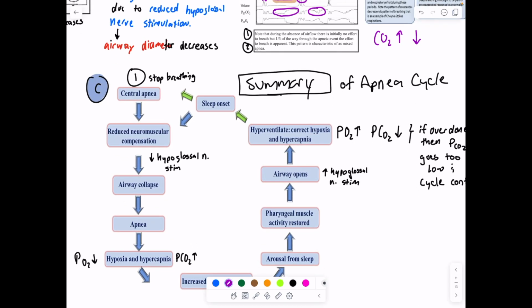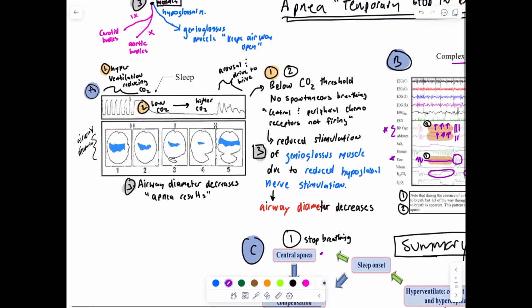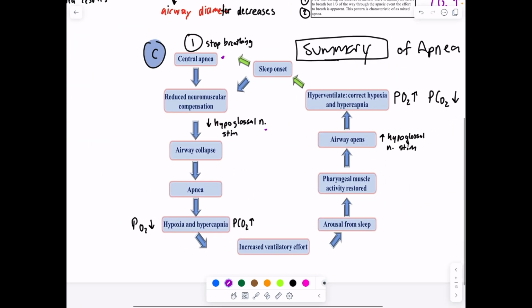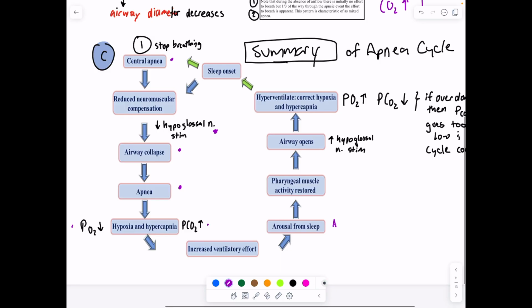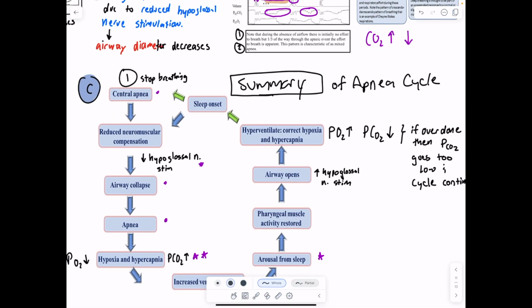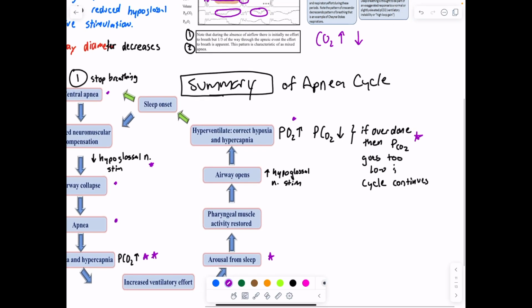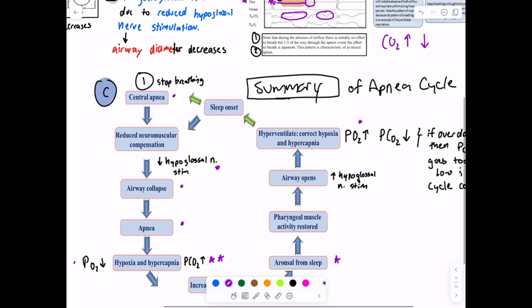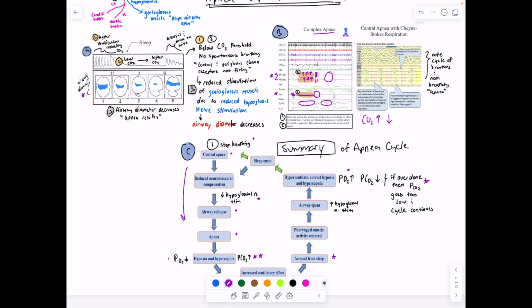And so that's what the cycle is saying. Stop breathing, you have reduced stimulation of the hypoglossal nerve, which is basically keeping your airway diameter open. If you have a decrease in airway diameter, airways collapsing, you're going to have a stop in breathing, increase in carbon dioxide, decrease in O2. Then you're going to have arousal from deep sleep because now your chemoreceptors are in fact being stimulated. Your airway is going to open as the hypoglossal nerve is stimulated. Then you breathe too much to correct it. If it's overdone, then you have low CO2 and receptors aren't getting stimulated. Then you repeat the cycle over again, which is happening to this poor individual up here.